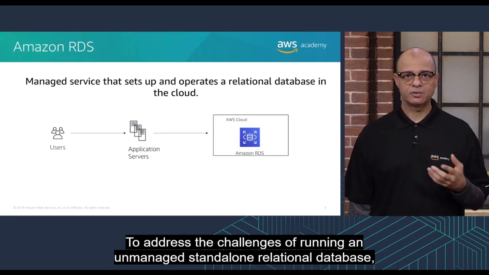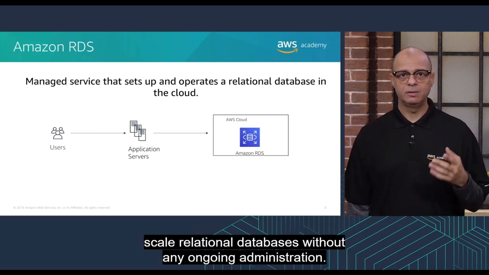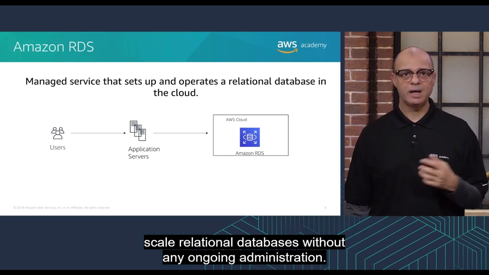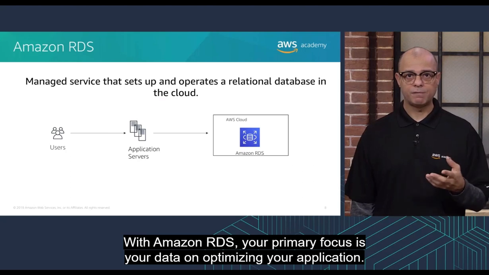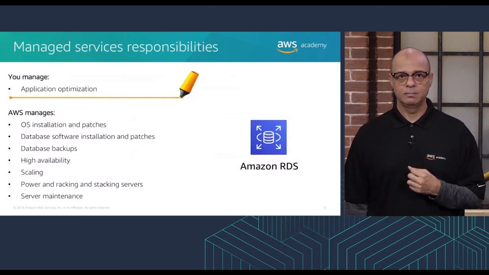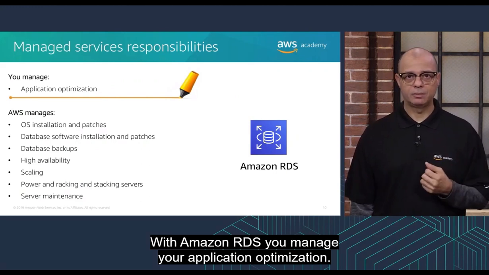To address the challenges of running an unmanaged standalone relational database, AWS provides RDS, a service that sets up, operates, and scales relational databases without any ongoing administration. With Amazon RDS, your primary focus is your data and optimizing your application. With Amazon RDS, you manage your application optimization.